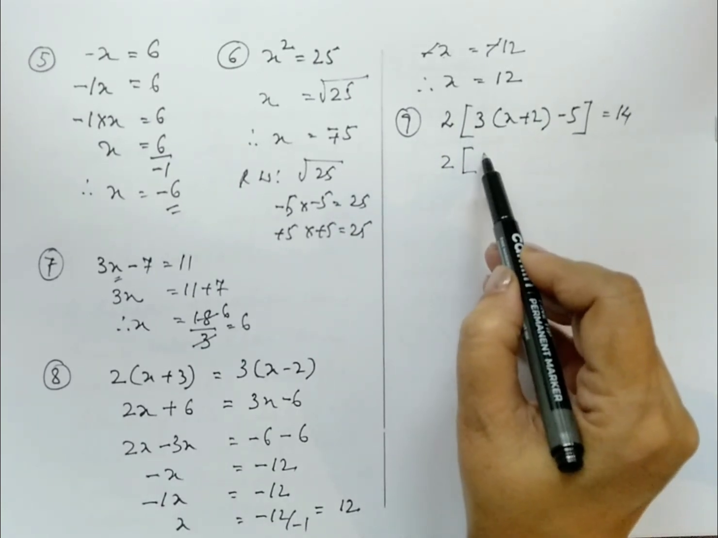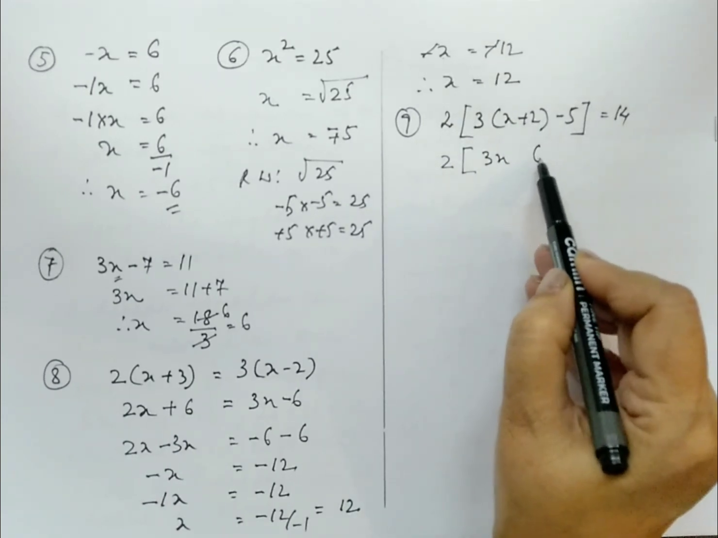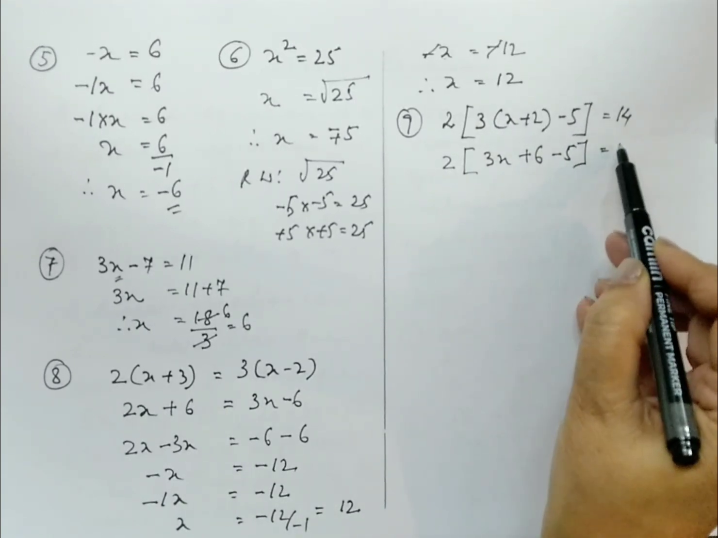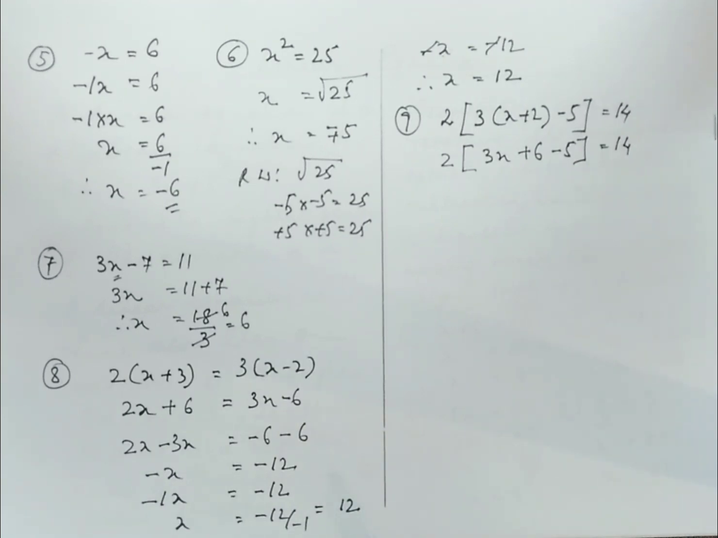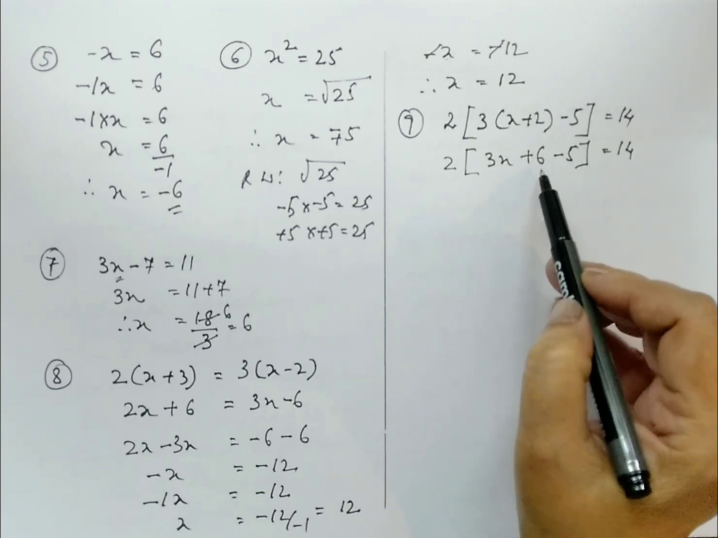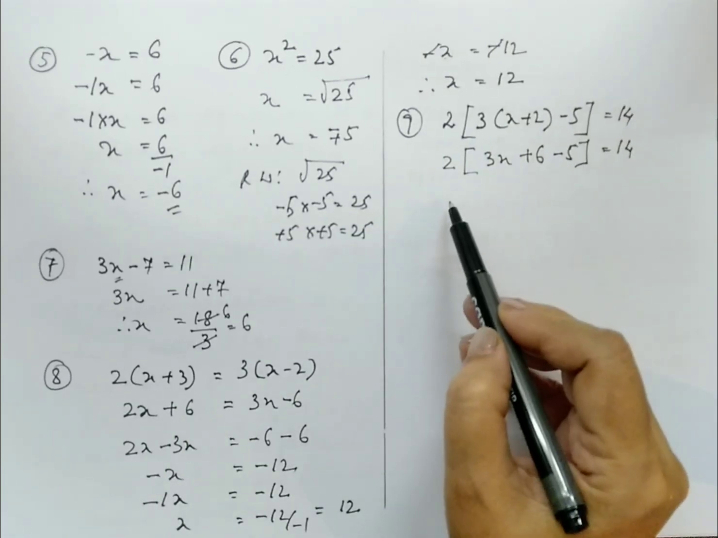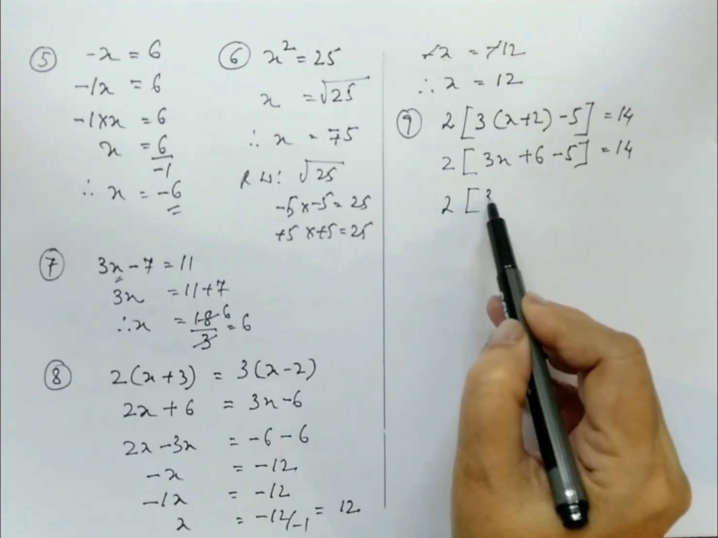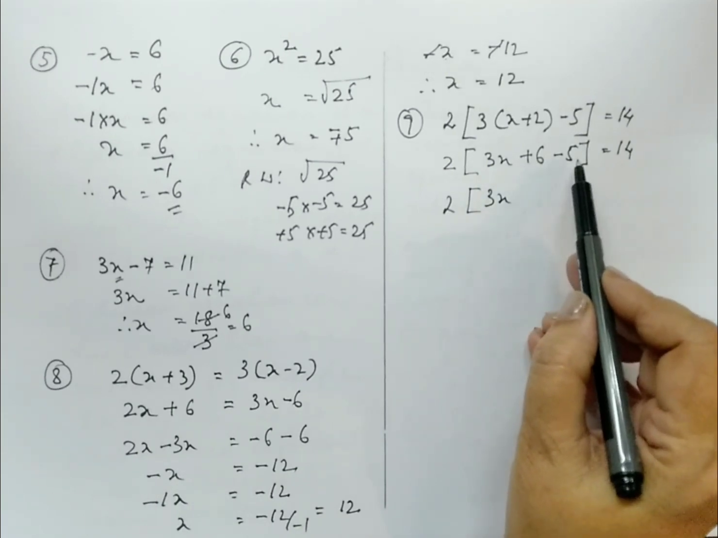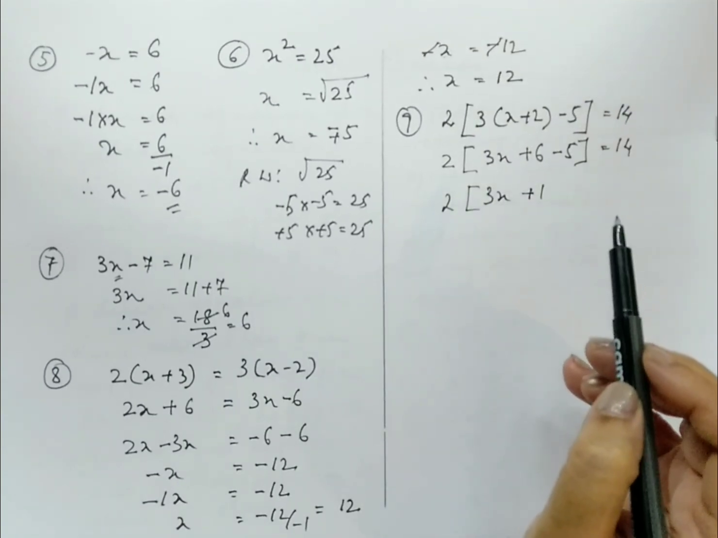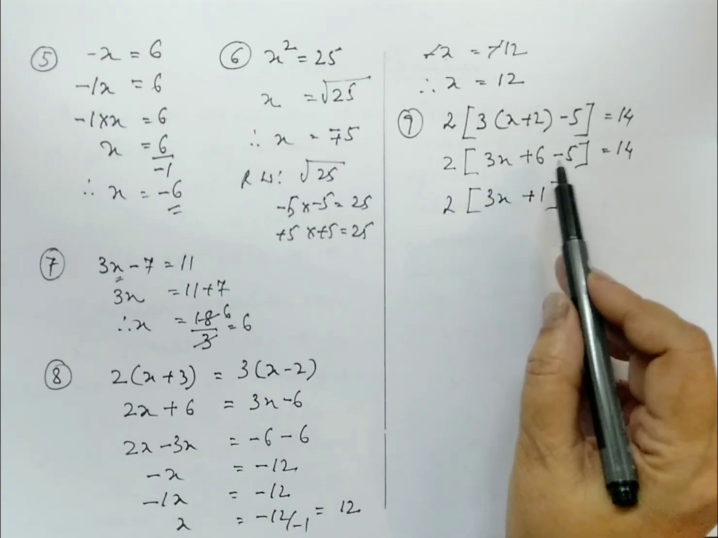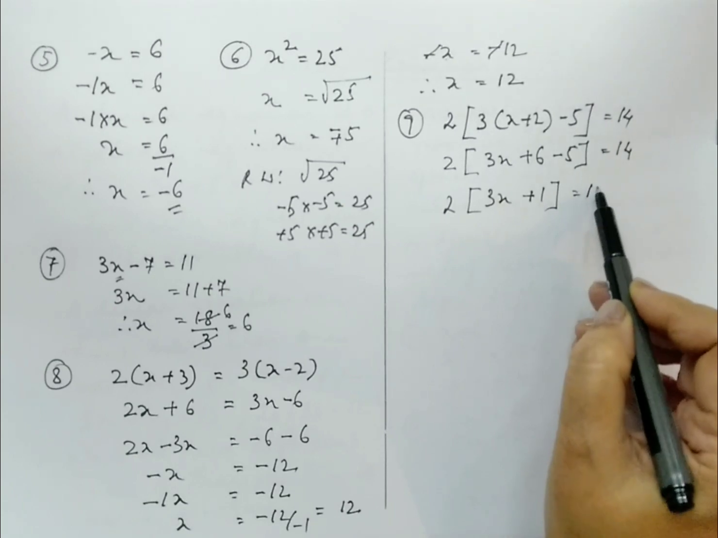So 3 into x is 3x, 3 into 2 is 6, plus, plus, plus, and minus 5 was already inside. Alright, and the rest can be copied. Correct, guys? Since these are two constants or numbers, we need to simplify them first. So we have 3x sitting idly there, nothing to do. So plus 6 and minus 5 would give me a plus 1. Isn't it? 6 minus 5 is 1 equals to 14.